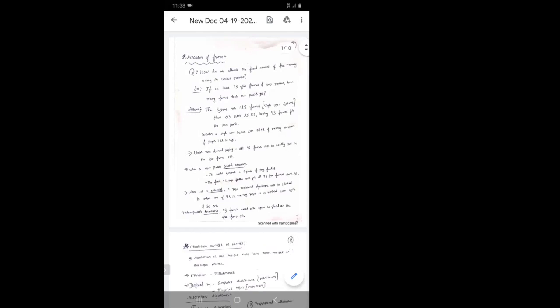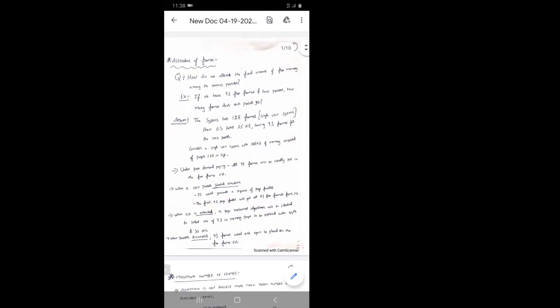Now, the first question you can see is: how do we allocate the fixed amount of free memory among the various processes? There may be 10 to 15 processes in the system which are going to run. How is the OS going to allocate the free frames available in the system to those processes that need some memory?